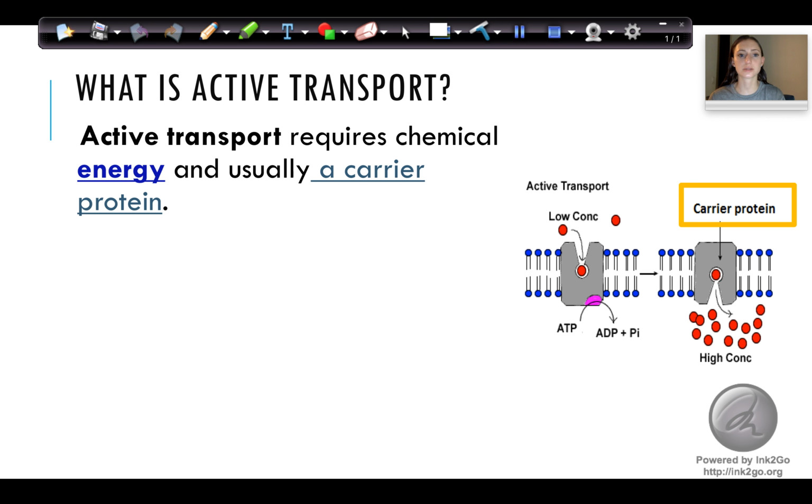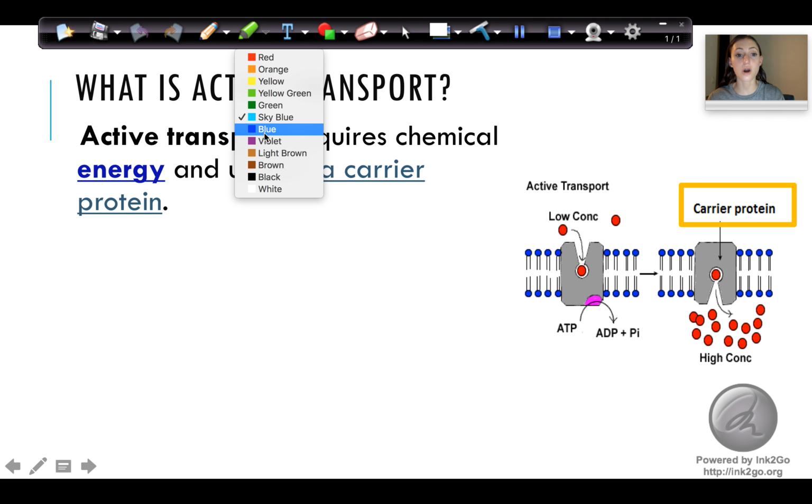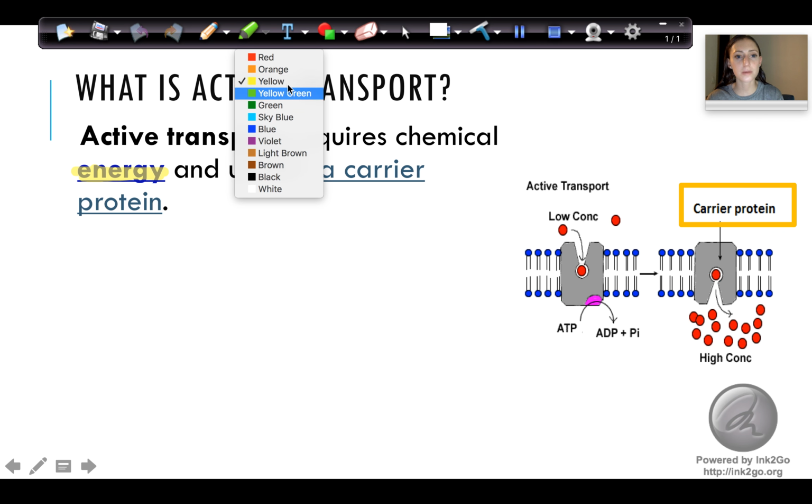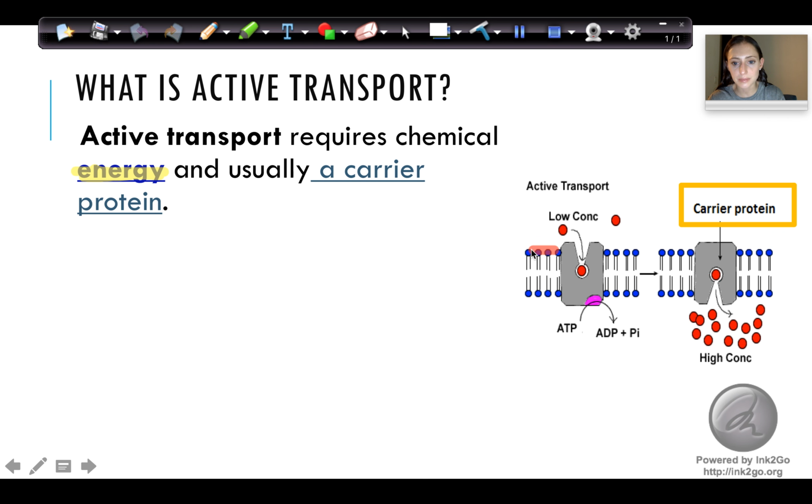What is active transport? Confirming what we've already learned, it requires chemical energy and usually a carrier protein. So let's go back over here. Okay, I'm going to highlight my lipids. Remember, this is my phospholipid. Highlight those lipids in red.